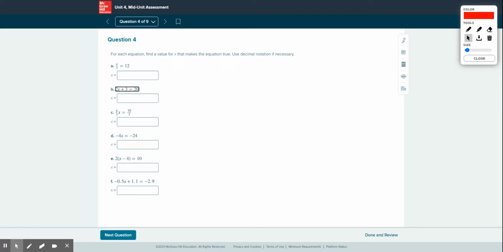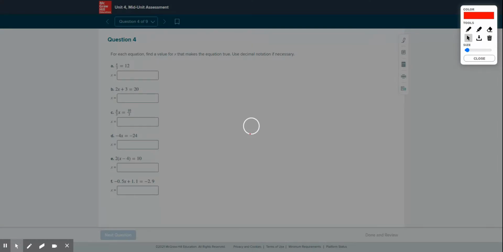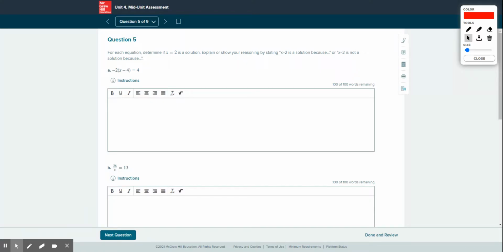The one thing I want you to do is check your solution before you answer it, before you make it final. And the checking the solution is really where we focus out here in question 5. The most common mistake that happened in question 5 is not following directions. You had to explain or show your reasoning by stating, you had to include this little phrase right here in your answer. So either x equals 2 is a solution because, or x equals 2 is not a solution because. Each of these answer spaces should start with that phrase. If it doesn't, I'm going to tell you you're missing your points because of that reason.